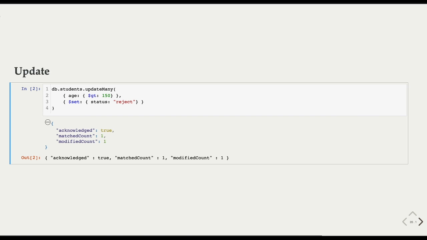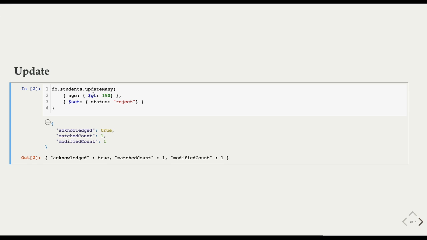To update, we use updateMany, and there are two basic parameters here. The first parameter is to set the condition. A document has to meet that condition in order to be updated. And then the second parameter is for the actual change. So how you are going to update, which fields you are going to change, and what value should be used for that change.